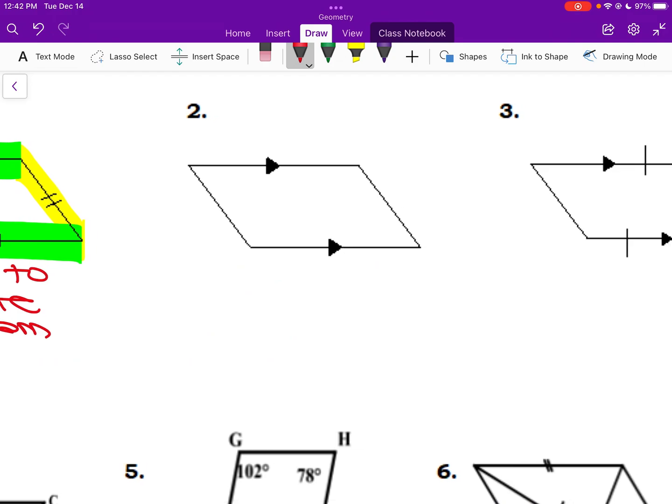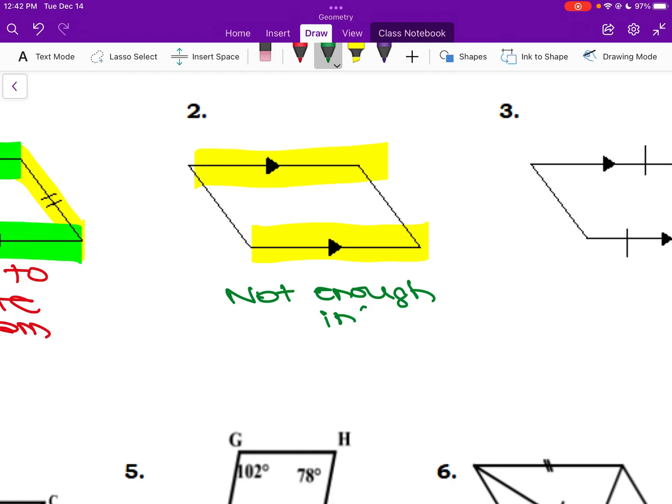Okay, next one. The only information that we are given here is that these two sides are parallel. We don't even know if they're congruent or not. So this is not sufficient. If we knew that they were also congruent, then we could say that it's a parallelogram. Or if we had some more information, but we'll just say not enough information. So we cannot conclude that.